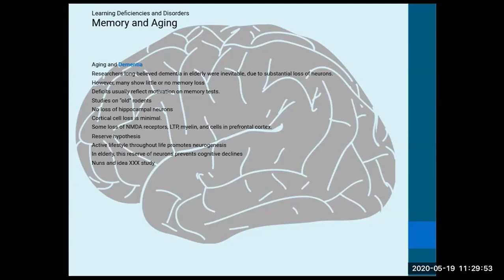Of the people that were tested, deficits in the ability to recall things or learn new things sometimes reflects motivation on memory tests. Maybe people don't have the motivation to try and remember.